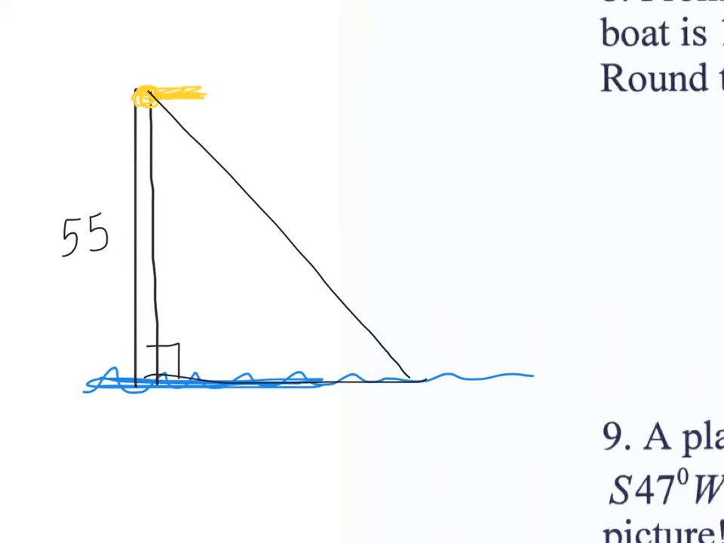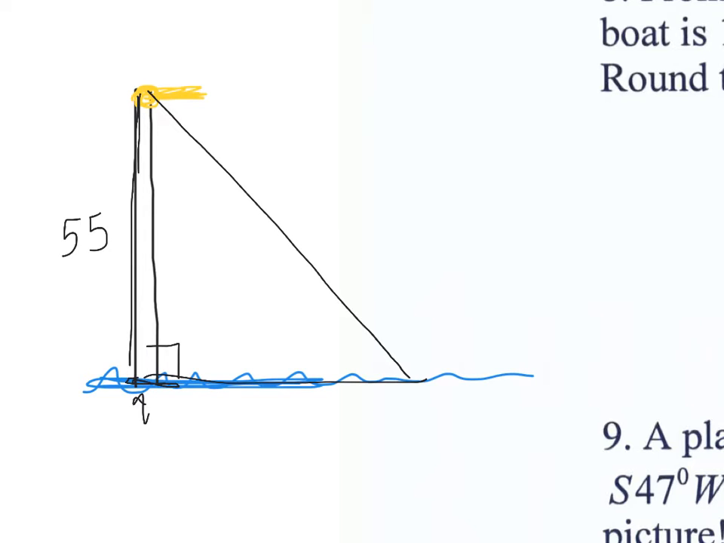So when we start to set up number 8, it says from the top of the lighthouse, so I drew a lighthouse right here, from the top of the lighthouse, 55 feet above sea level. So sea level is down here, right? So the height of this is going to be 55. It says the angle of depression to a boat is 14.3 degrees.